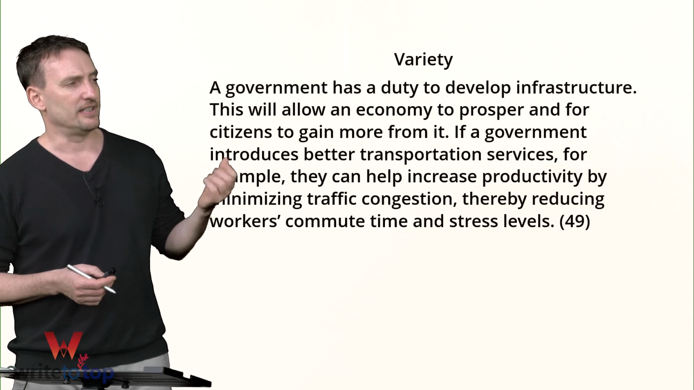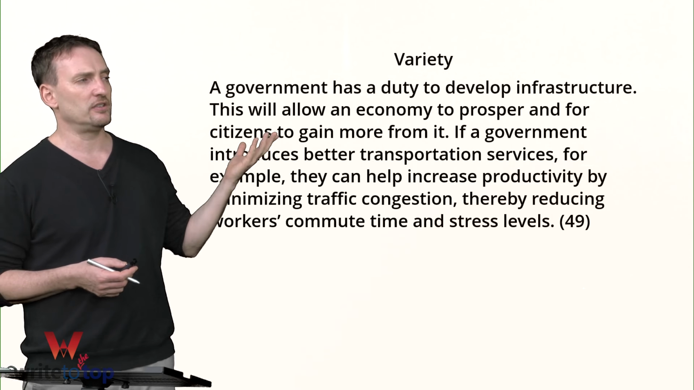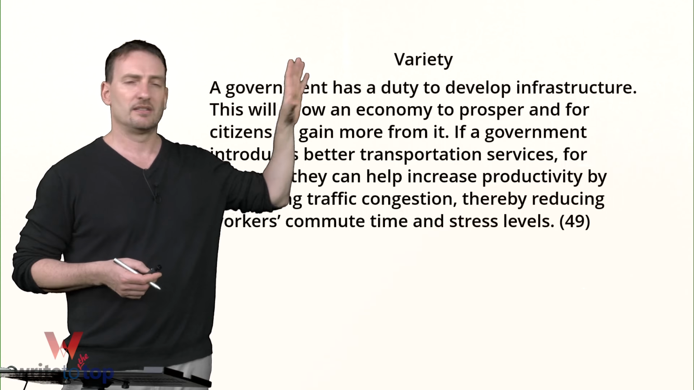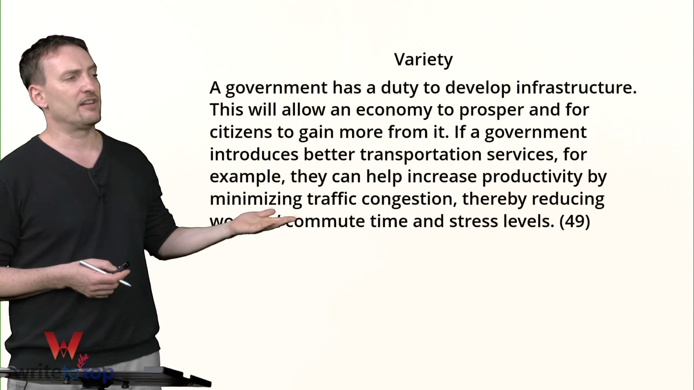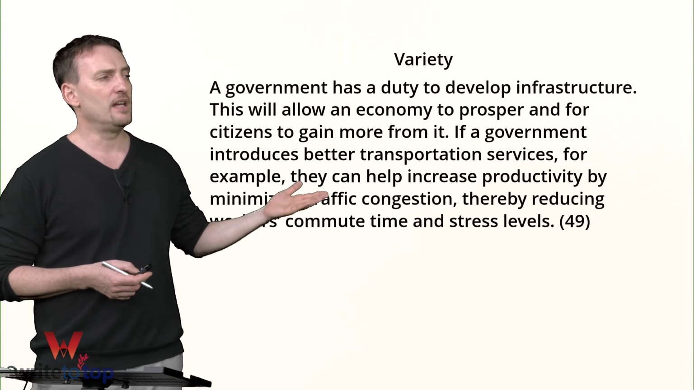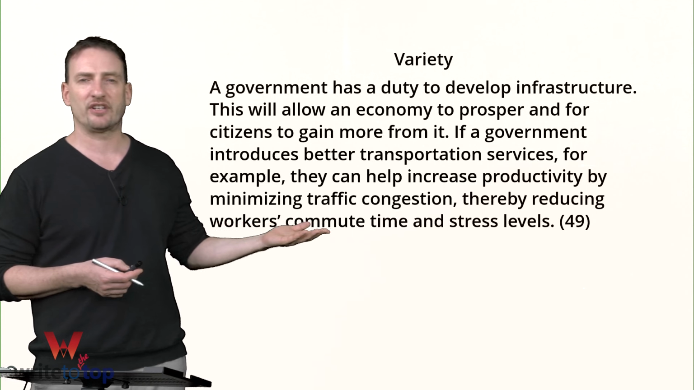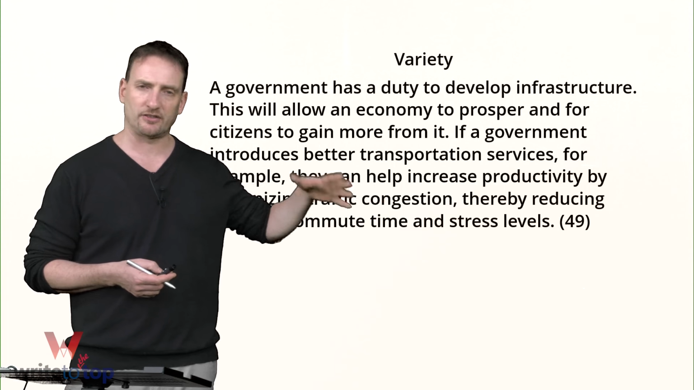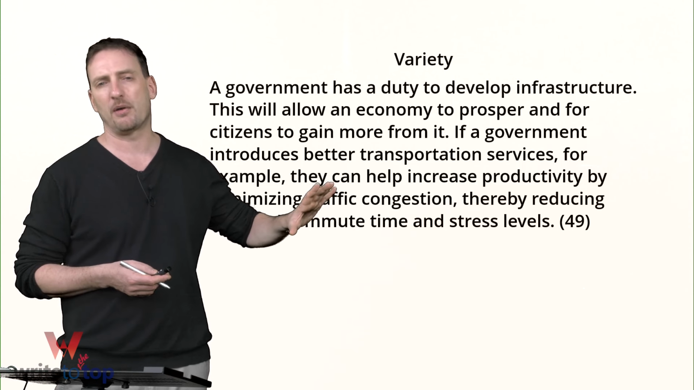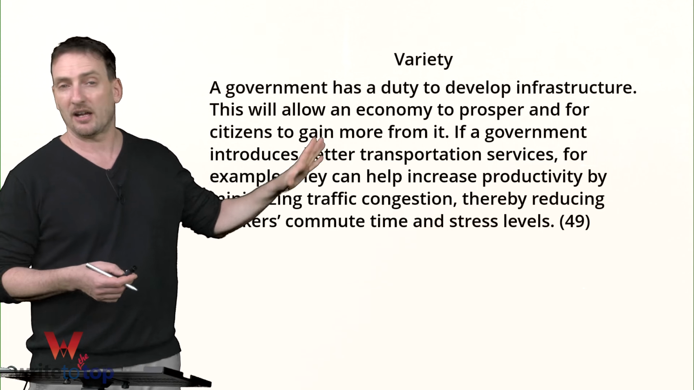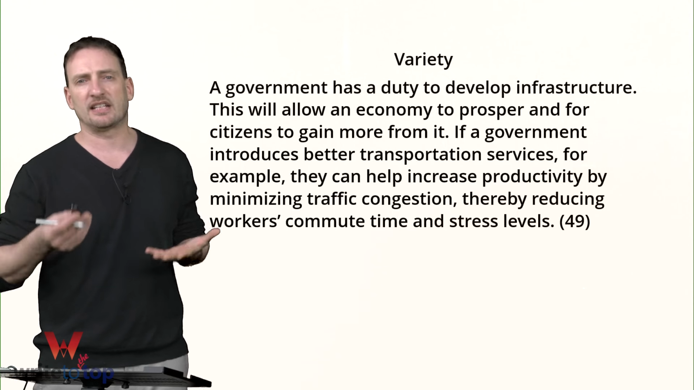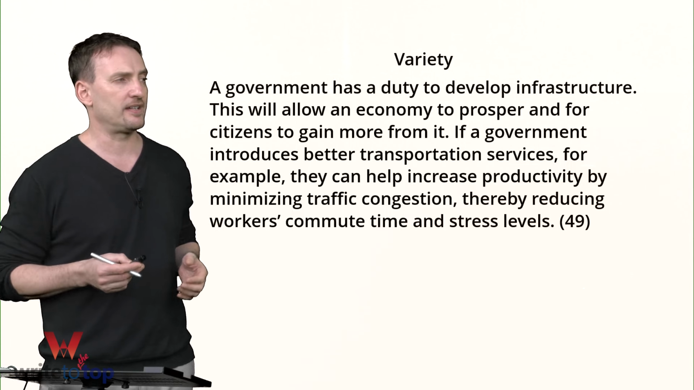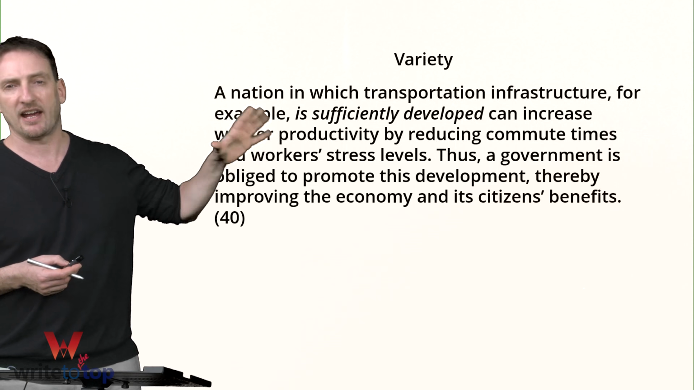Okay, variety. A government has a duty to develop infrastructure. This will allow an economy to prosper and for citizens to gain more from it. Simple sentence, simple sentence. If a government introduces better transportation services, for example, they can help increase productivity by minimizing traffic congestion, thereby reducing workers' commute time and stress levels. Complex sentence, complex structure. So 2 simples, 1 complex, 49 words. Not bad, not wrong, but here's an opportunity to show a little variety, use a little something different, and help already start condensing. So here's a rewrite of the same idea.